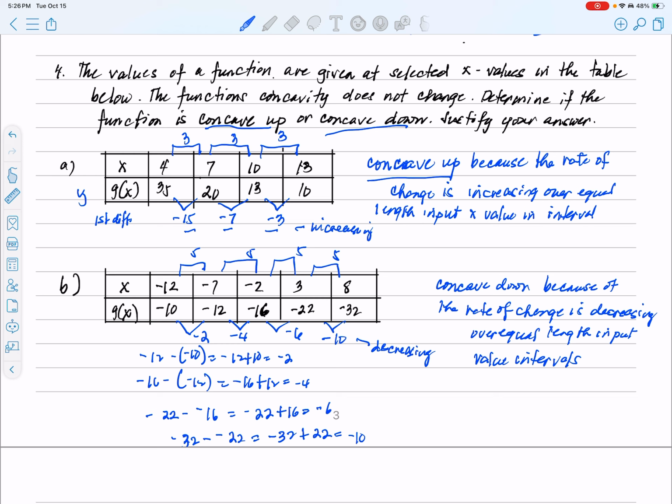Okay, in my next video, I will be doing more problems and solutions on the rates of change in linear equations, linear functions and quadratic functions.